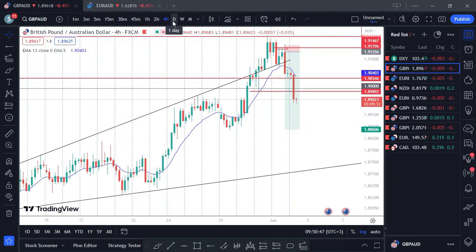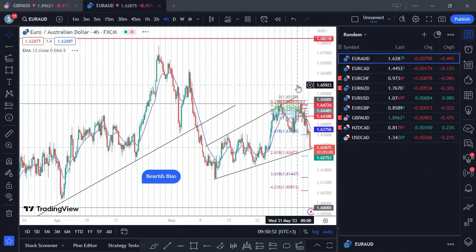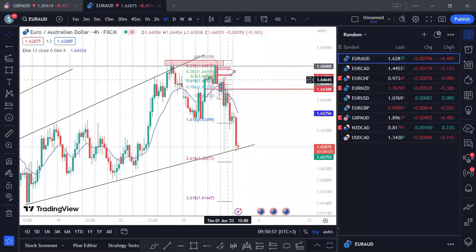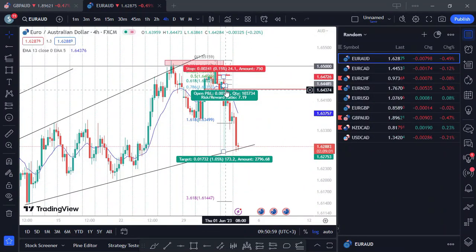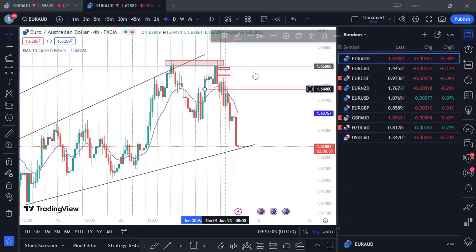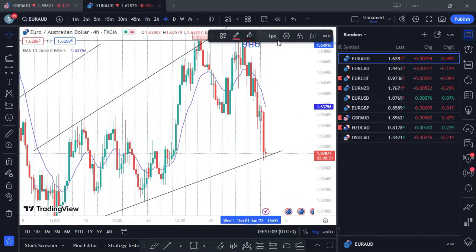That was GBPAUD. I think it's also similar to Euro AUD. It's pretty much the same thing. As you can see, I'm going to remove all of this. So guys, just tell me if you need another video like this. I think that'll be motivation for me to do that.